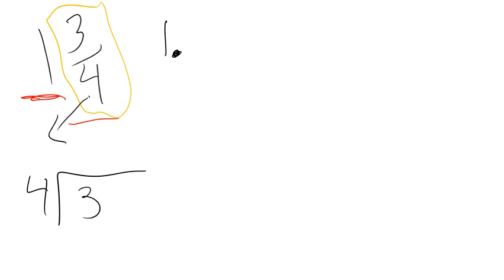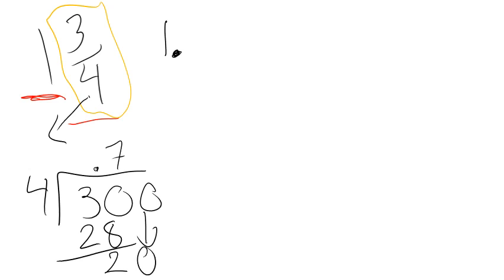Denominator on the outside of our bracket. Okay, 4 doesn't go into 3, add our 0. 4 goes into 30 7 times. We get 28. We have 2 left over, so we need to keep going. 4 goes into 20 5 times, that's 20, we're set. Okay, so our answer is 1.75.